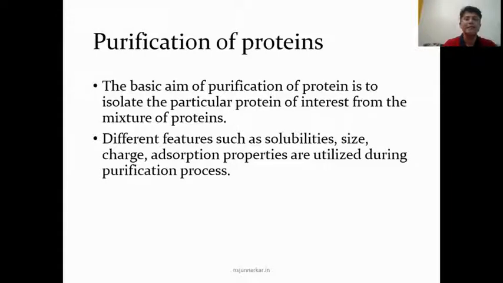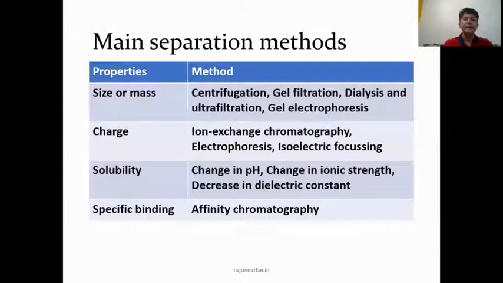Purification of proteins. The basic aim of purification of protein is to isolate the particular protein of interest from the mixture of proteins. Different features such as solubilities, size, charge, adsorption properties are utilized during the purification process. Here are certain methods which are based on certain properties of the proteins. For example, centrifugation, gel filtration, dialysis and ultrafiltration, gel electrophoresis, these all make use of the size or mass of the proteins. Whereas ion exchange chromatography, electrophoresis, isoelectric focusing, they make use of the charge of the proteins.